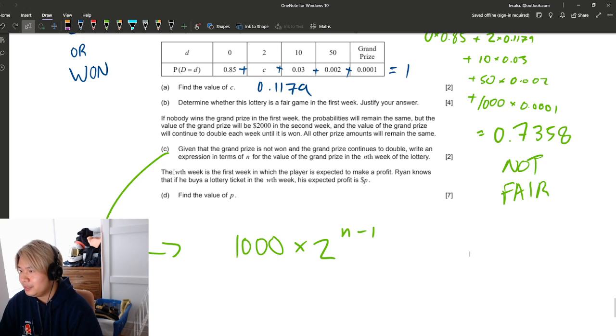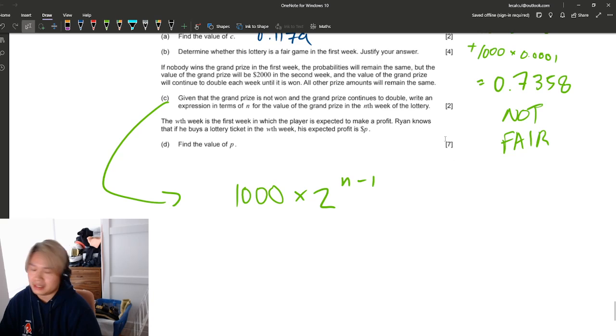Now, the Wth week is the first week in which the player is expected to make a profit. Ryan knows that if he buys a lottery ticket in this week, his expected profit is P dollars. Find the value of P. Okay. Wow, that's a loaded question.